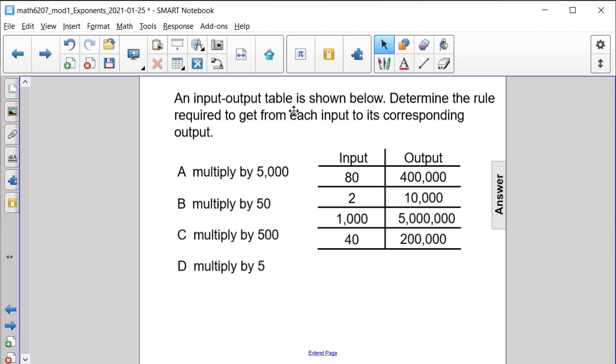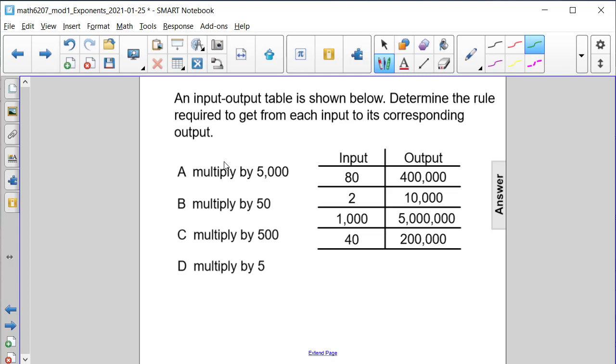An input-output table is shown below. Determine the rule required to get from each input to its corresponding output. Is it A, multiply by 5,000? Is it B, multiply by 50? Is it C, multiply by 500? Or is it D, multiply by 5?